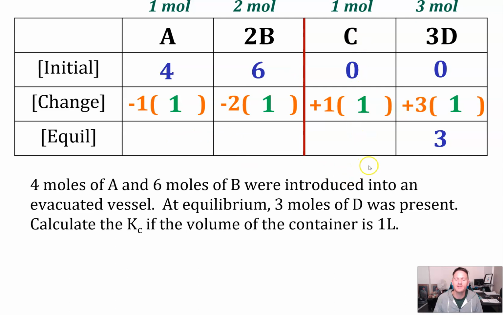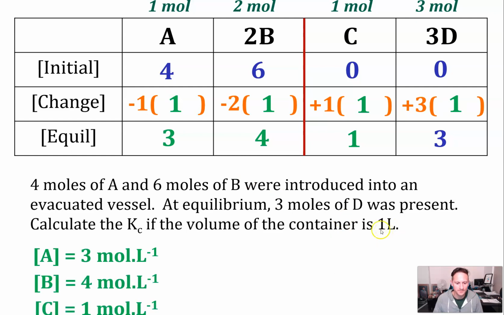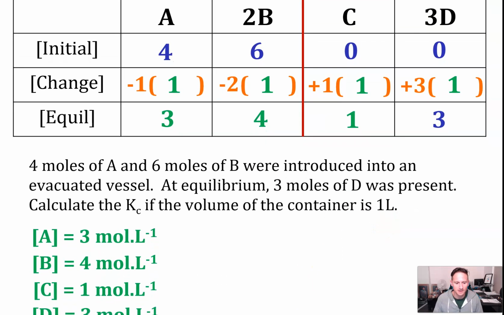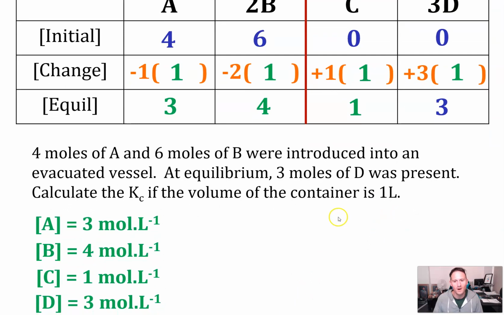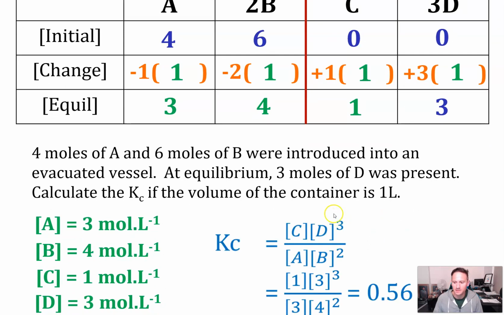And then we can do that multiplication or addition. So 0, add 1 times 1 is 1, equals 1. 6, subtract 2 times 1 is 2, is going to be 4. 4, subtract 1 times 1 is 1, is going to be 3. So that's where we end up. We've got that 1 litre container again. So we can say 3, 4, 1, and 3 for our product.